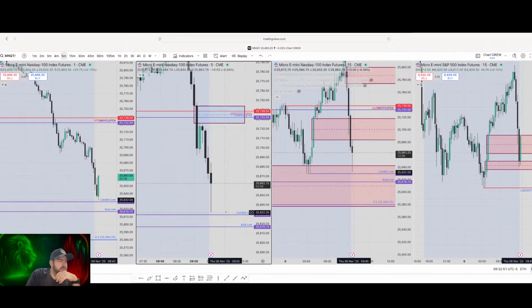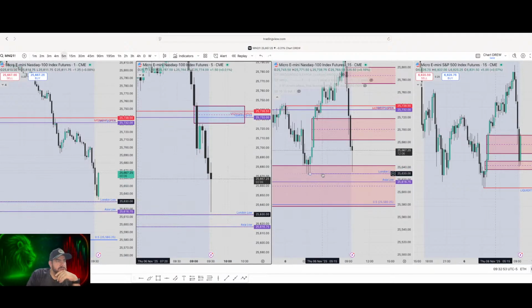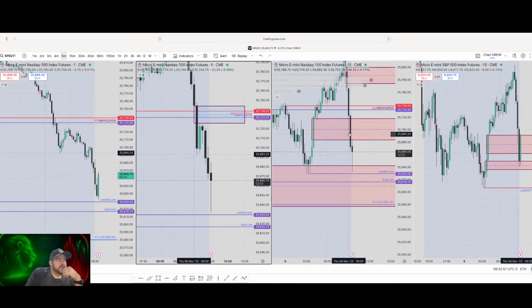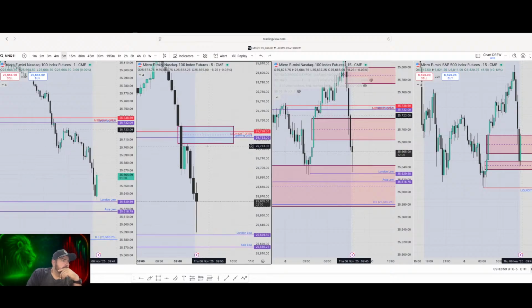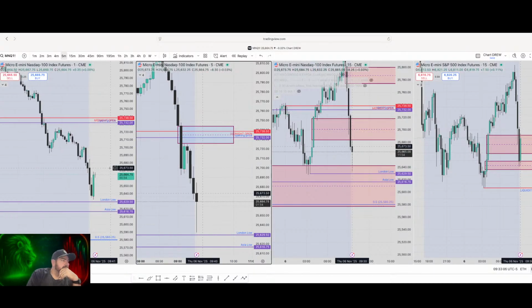Okay, we got closest London low, London Asia low. I'd like to see it take it out, but I want to see a retracement back up. I want to see it come back up and then come down.